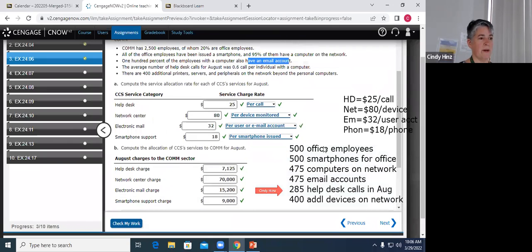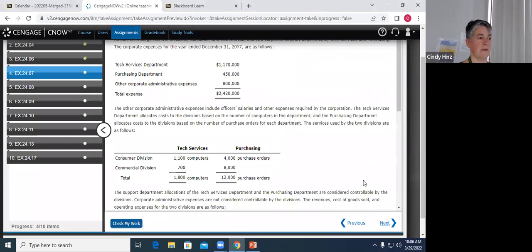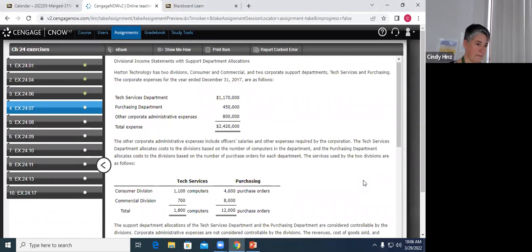Get our green check marks in there. I'm going to clear my screen. Any questions though before I do that? And we will keep going.